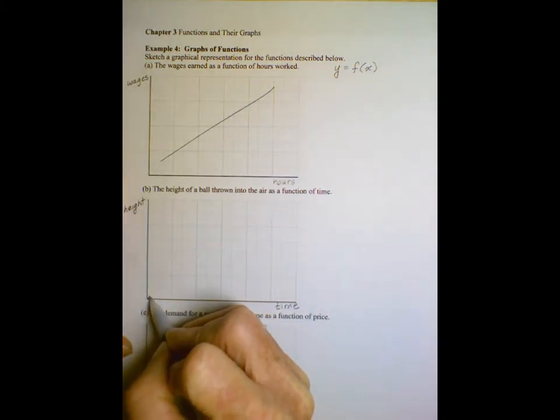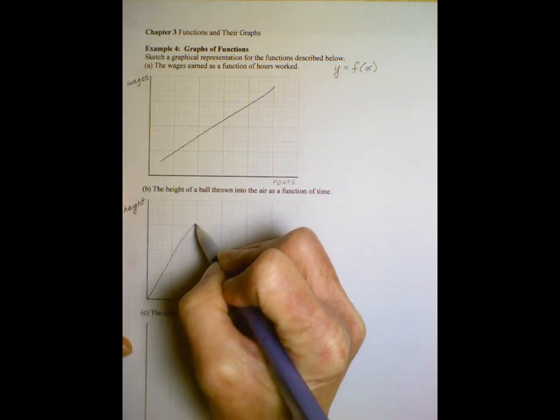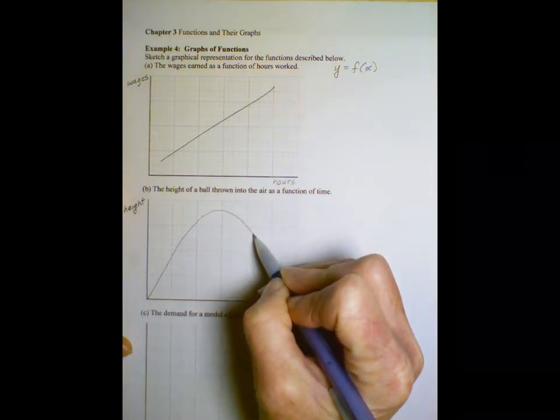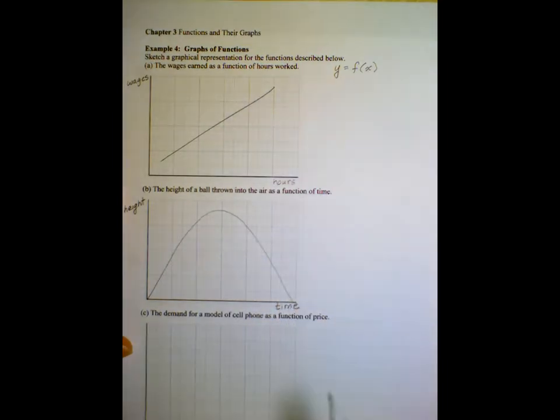And of course it would increase over time, but what happens with a ball thrown into the air is, of course, gravity comes into play, and eventually you come back down. So we'd expect this parabolic shape.